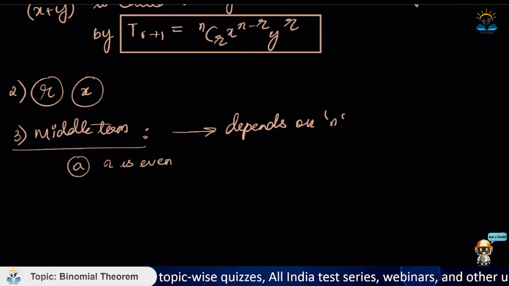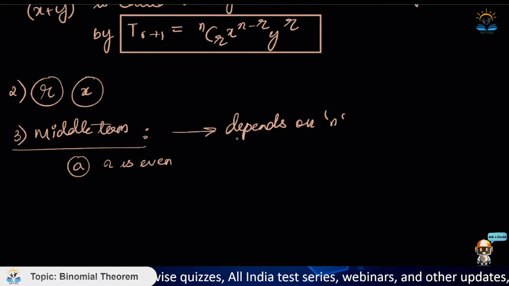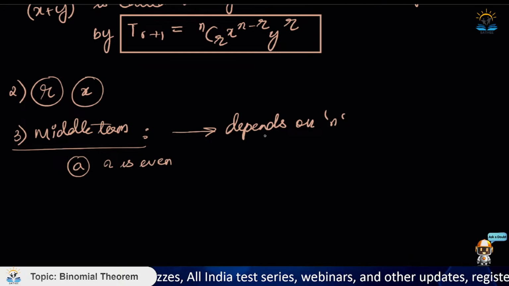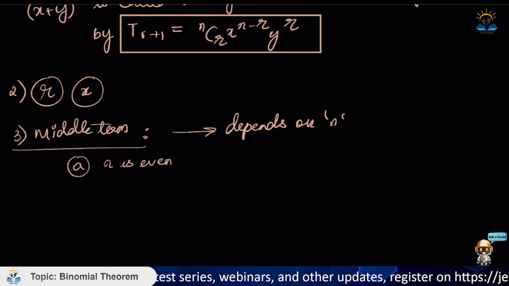So now when n is even, the total number of terms are odd, and in that case there is only a single term. Okay, there is only a single term.